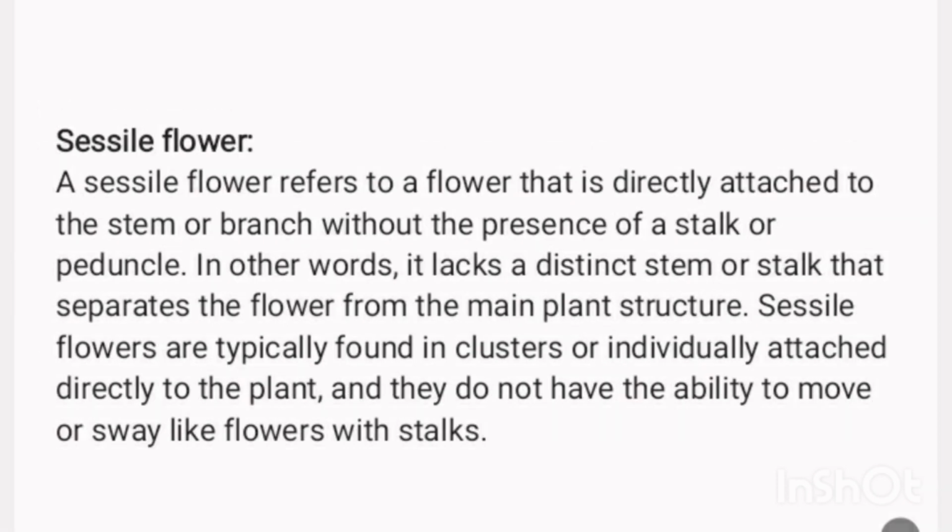Sessile flower. A sessile flower refers to a flower that is directly attached to the stem or branch without the presence of a stalk or peduncle. In other words, it lacks a distinct stem or stalk that separates the flower from the main plant structure. Sessile flowers are typically found in clusters or individually attached directly to the plant, and they do not have the ability to move or sway like flowers with stalks.